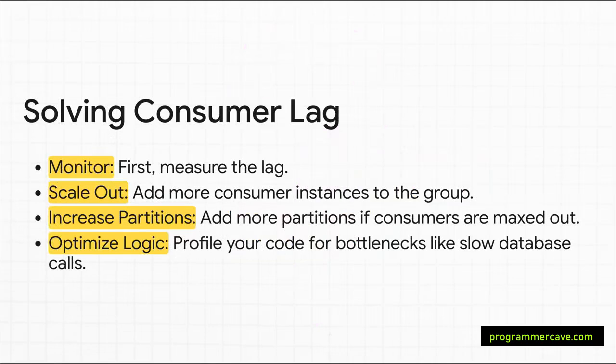First, you can't fix what you can't measure, so you absolutely have to monitor your lag. The simplest fix is often to just scale out, add more consumer instances to the group. But, and this is a big but, you can never have more consumers in a group than you have partitions. So if you've maxed that out, you might need to increase the number of partitions for your topic. And finally, you've got to look in the mirror. Maybe the problem isn't Kafka, maybe it's your code. Profile your application. A slow database call or some clunky logic could be the real bottleneck.